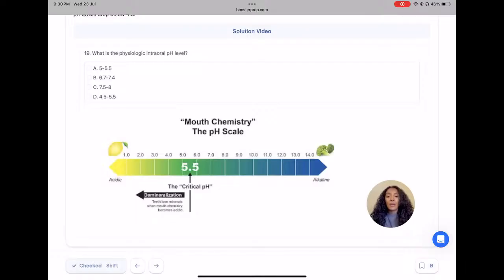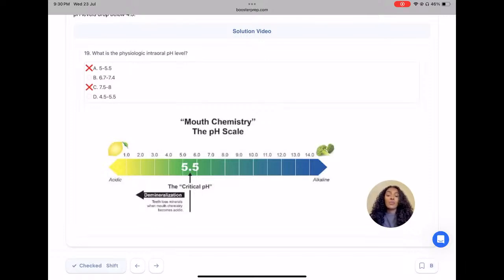This is an acidic environment and will cause demineralization of the enamel. If teeth remain exposed to this acidic pH for a long time, there's a risk for developing caries. So this is incorrect. Option C reads 7.5 to 8. This is incorrect because it's above the physiological level. It can help in remineralization, however, it's not the physiological level that we are being asked about, so this is incorrect.